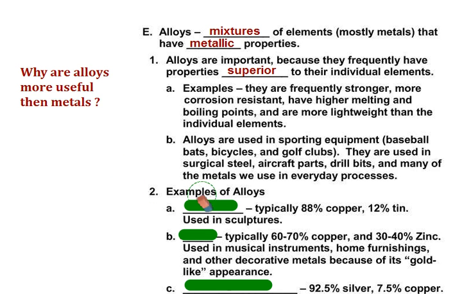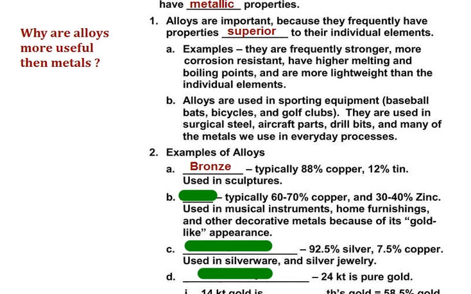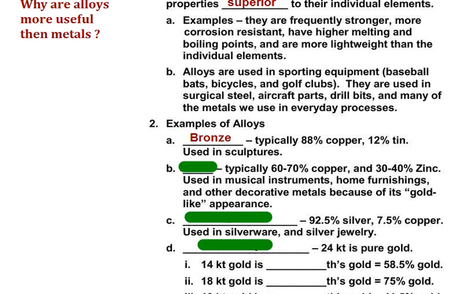So we have some examples. One of them is bronze, which is usually 88% copper and 12% tin, and that is used in sculptures, as well as other things. It used to be the warfare metal. Bronze is one of the original alloys from way back in the day. There's actually a Bronze Age, and bronze was used for weapons because it was a stronger metal than just the copper and the tin that go into it.